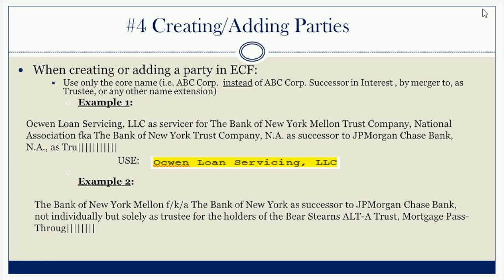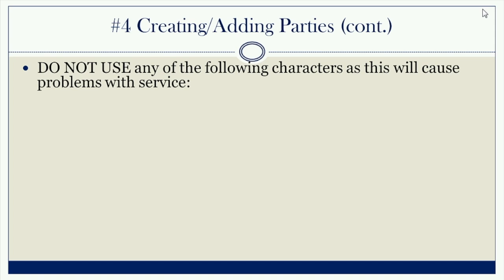Successor in interest by merger to. These are things that we don't need in the ECF database to identify the party. Use only the core name, Ocwen Loan Servicing. All of these extra things take up room, and they can also cause forms to fail. So there's a couple reasons we don't want you to do it other than it's just not necessary.